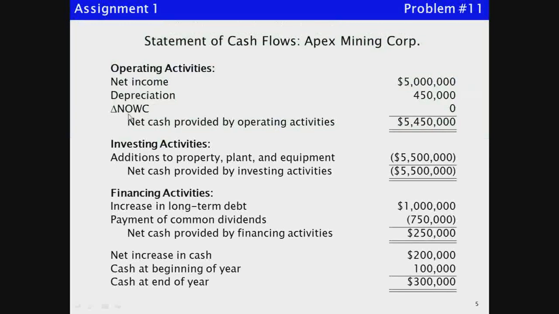Okay. There were no changes in any of those net operating working capital accounts. We were told that, other than cash, none of those accounts had changed. So I just put a 0 in there. You could have just left that out. But we wind up with net cash provided by operating activities.